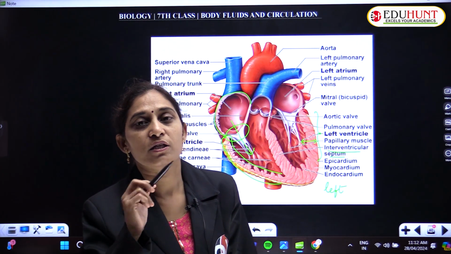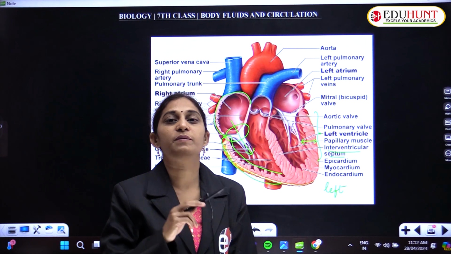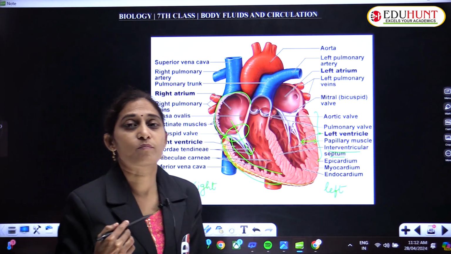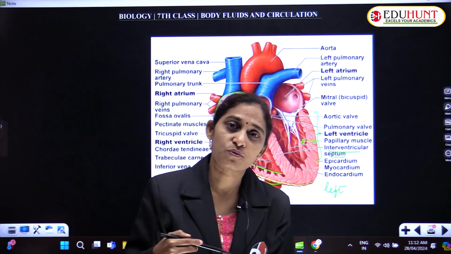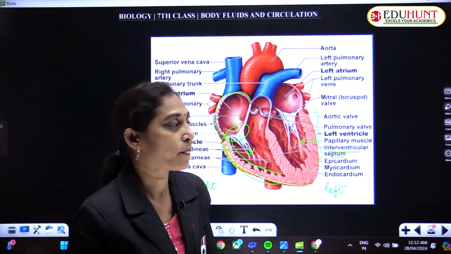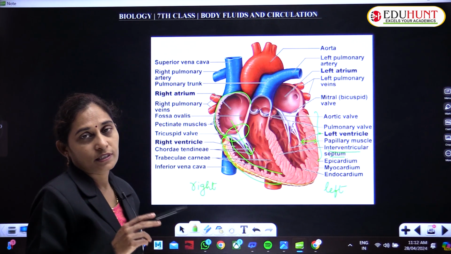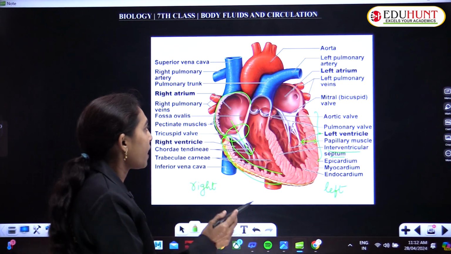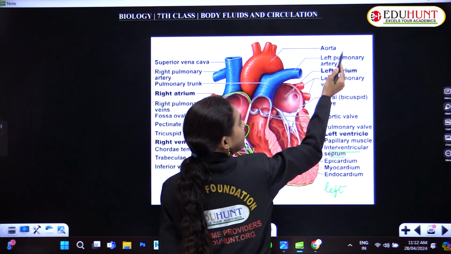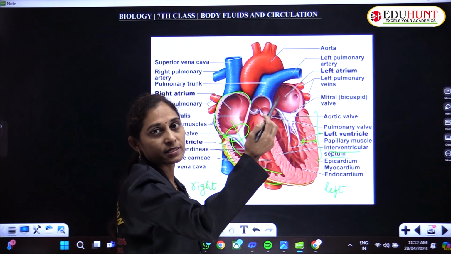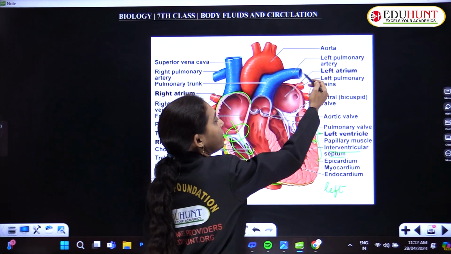It transports more and more oxygen and becomes oxygenated there in the lungs. After it is oxygenated, that pure blood is received by the left auricle.